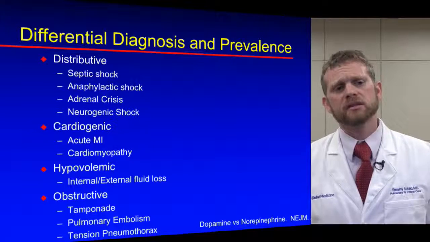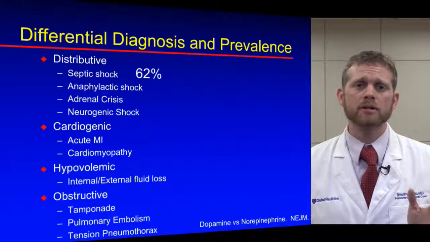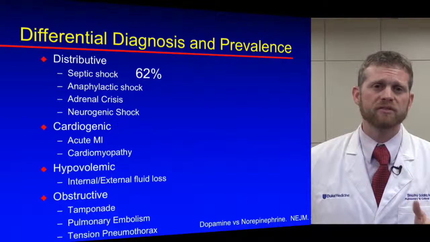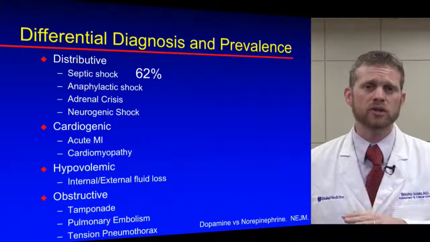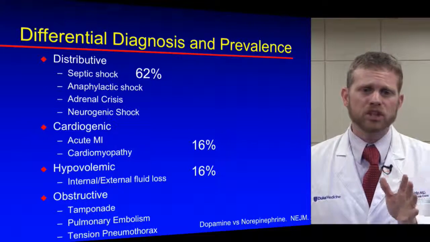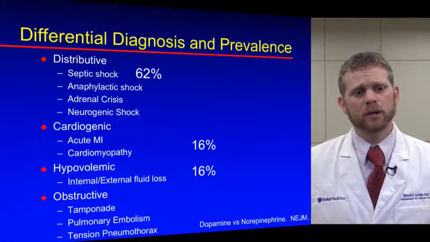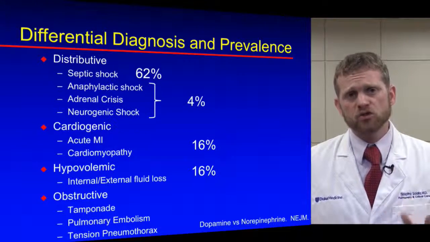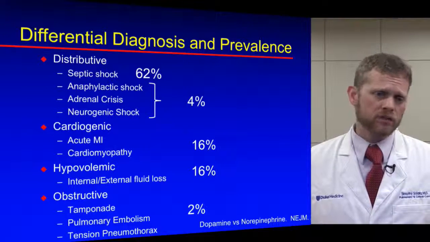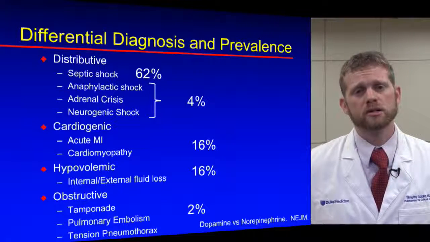And the prevalence of the different shocks in this study were as follows. By far, the most common cause of shock in this study was septic shock, with a little over 60% of all the patients enrolled in the study having septic shock. Cardiogenic shock and hypovolemic shock both came in at about 16% in this large trial. And then the other causes of distributive shock collectively made up 4%. And obstructive shock is quite rare, only making up 2% of all the causes of shock.